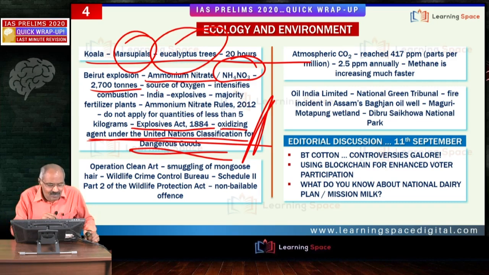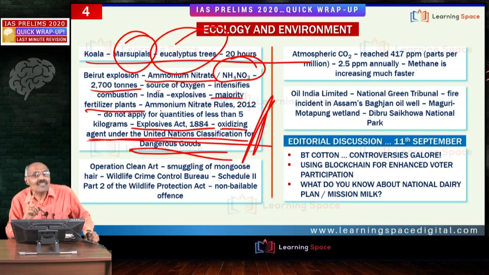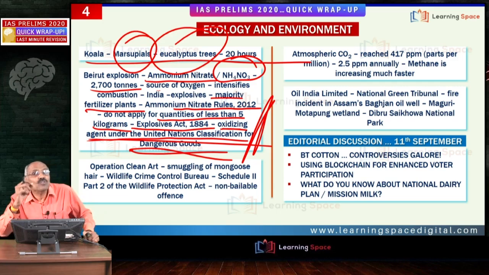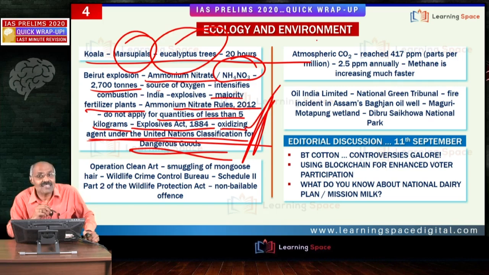Friends, one important aspect is mostly it is used in the fertilizer plants, right? Mostly it is used in the fertilizer plants, and only a part of it is used as explosives. And the unfortunate aspect is it does not apply to quantities less than 5 kilograms. That means under the Ammonium Nitrate Rules 2012, when the storage is some 3 kilograms, 2 kilograms, something like that, it does not come under the purview of the rules. That is the main cause of concern. And please do not forget, the Explosives Act is applicable and it is the oxidizing agent. It is the source of huge oxygen. These are the important aspects.